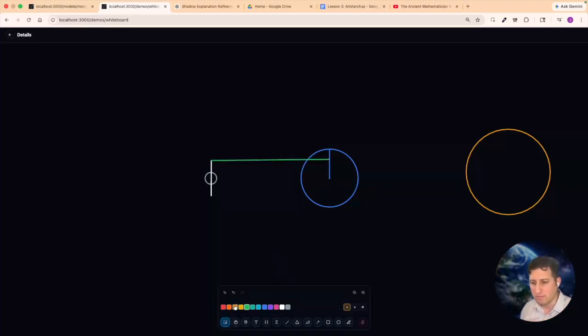So that's number 1. Let's add another line here. We'll add a line from the top of the Earth to the sun. Okay, this is the distance from the Earth to the sun. Remember, this is 19 times, according to Aristarchus, 19 times further away from the Earth, right? So this is the distance from the sun to the Earth.